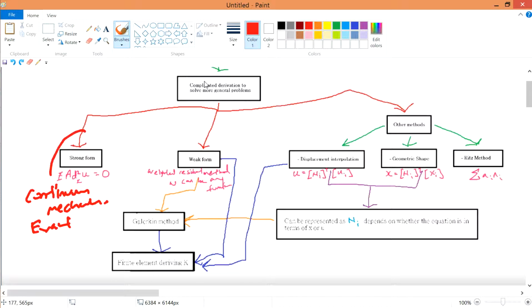Alright, and therefore for a strong form, the stiffness matrix is something like this. For a weak form, this is something like, later on we'll talk about it. But in our case, in this video, we'll talk about strong form. Alright, building on from what we have known.